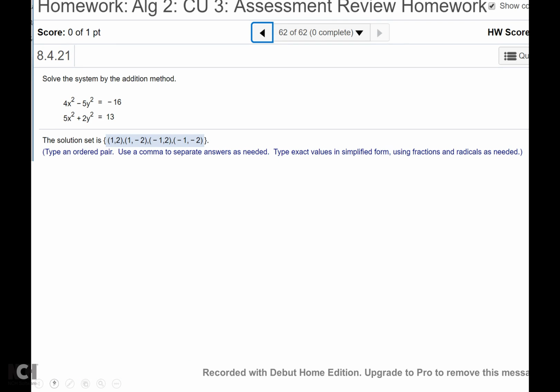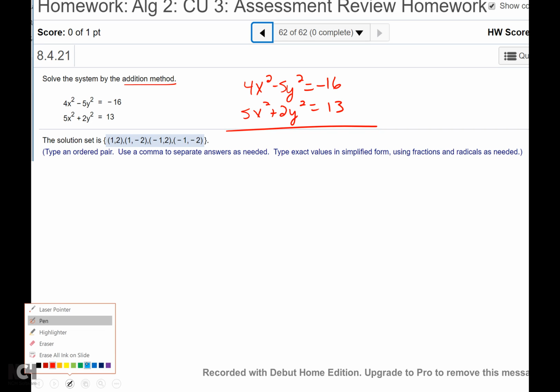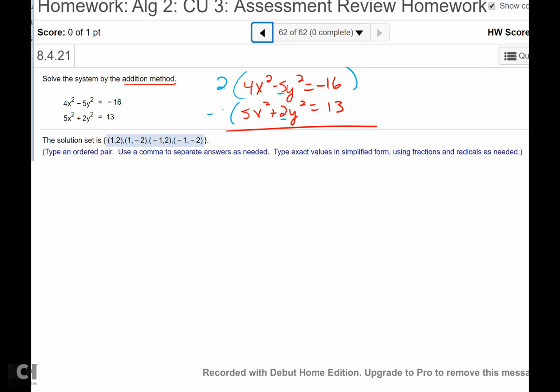Okay? This one they want us to use the addition method, which means multiply the top by the bottom and the bottom by the top. So I have 4x squared minus 5y squared equals -16. 5x squared plus 2y squared equals 13. I'm going to kill the y's, which means I'm going to multiply the top by 2 and the bottom by 5. Since they came out different, I need to make them the same. So I'm going to make them both positive.